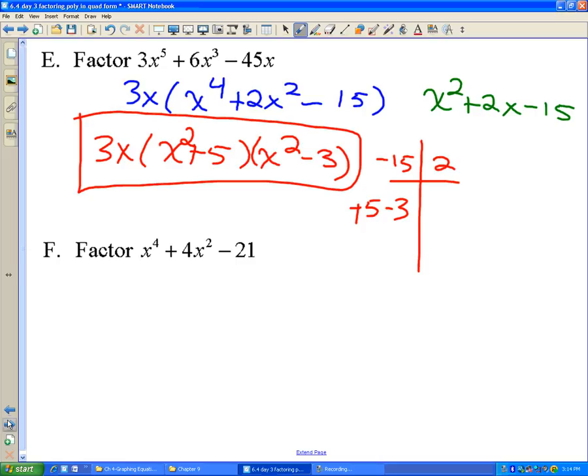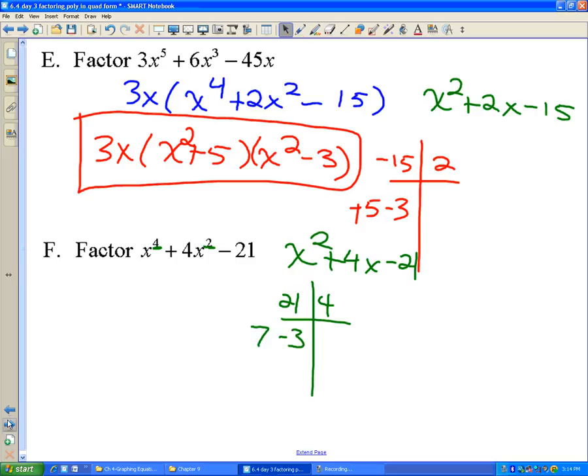Last example, again, I have x to the fourth, x squared, and then no x. It's the same thing as if I had said x squared plus 4x minus 21. I'm going to use basic factoring. What multiplies to be negative 21 and adds to be positive 4? I'm getting 7 and negative 3. So I can say this is x squared plus 7, x squared minus 3. If I FOIL that out, I get x to the 4th plus 4x squared minus 21. Those are all of the special factoring types I can do with x to the 4th.